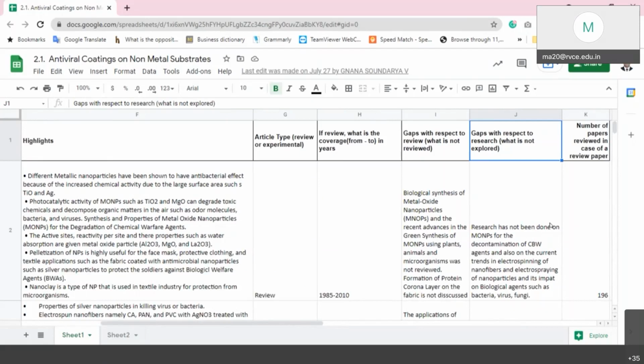If you just do the same thing which people have already tried, there is no point. You have to identify the gap with respect to research, what people have not done so far. If you're able to identify that, and if you do, then only you can become an independent researcher and you'll get your degree, right? So that is the gap with respect to research.